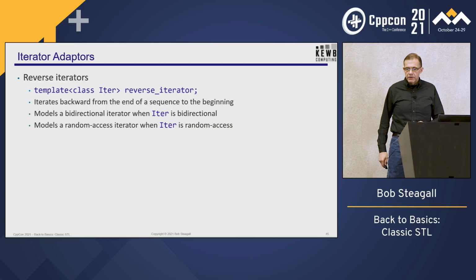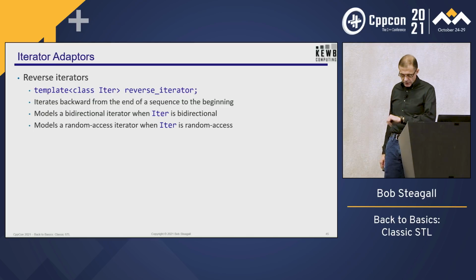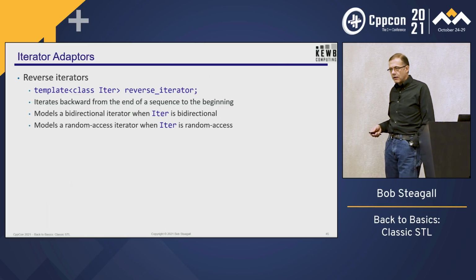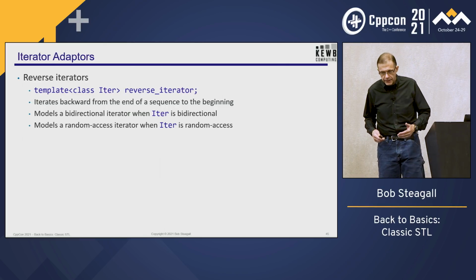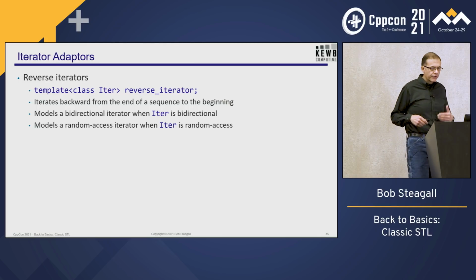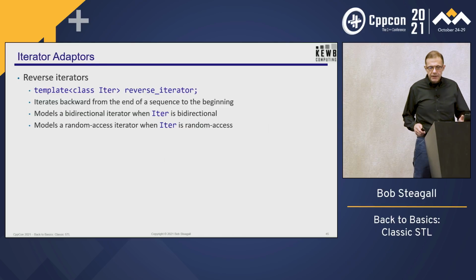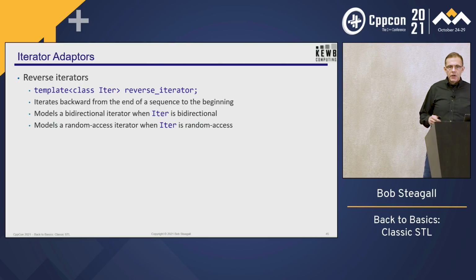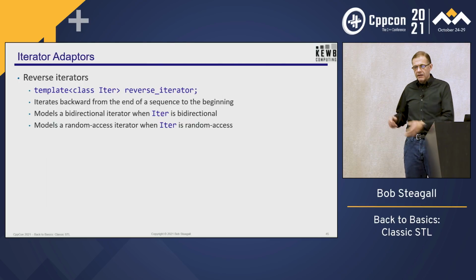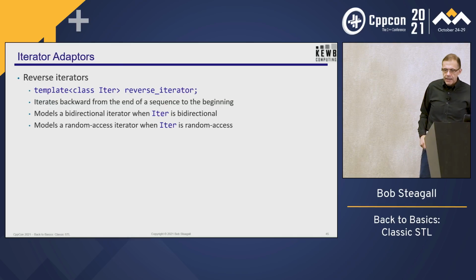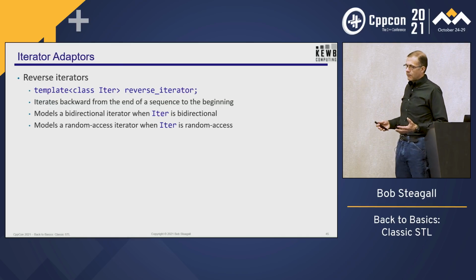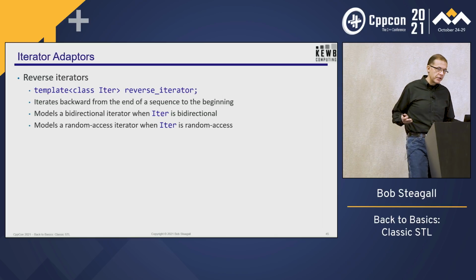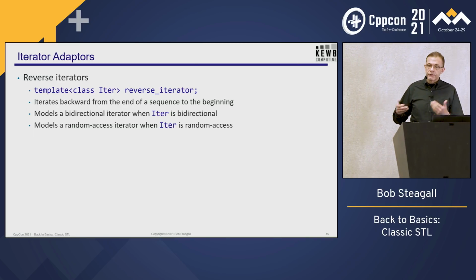We also have the concept of iterator adapters, which provide additional functionality beyond iterators themselves. We have reverse iterators. Reverse iterators are typically implemented with a kind of container that wraps an iterator type, and so it works for bidirectional and random access iterators. It's designed to iterate backward from the end of a sequence to the beginning. So iterating a reverse iterator forward actually moves you backward in the sequence. If the underlying iterator type that it wraps is a bidirectional iterator, then the reverse iterator itself will be bidirectional. If the underlying iterator is a random access iterator, then the reverse iterator will also be random access.